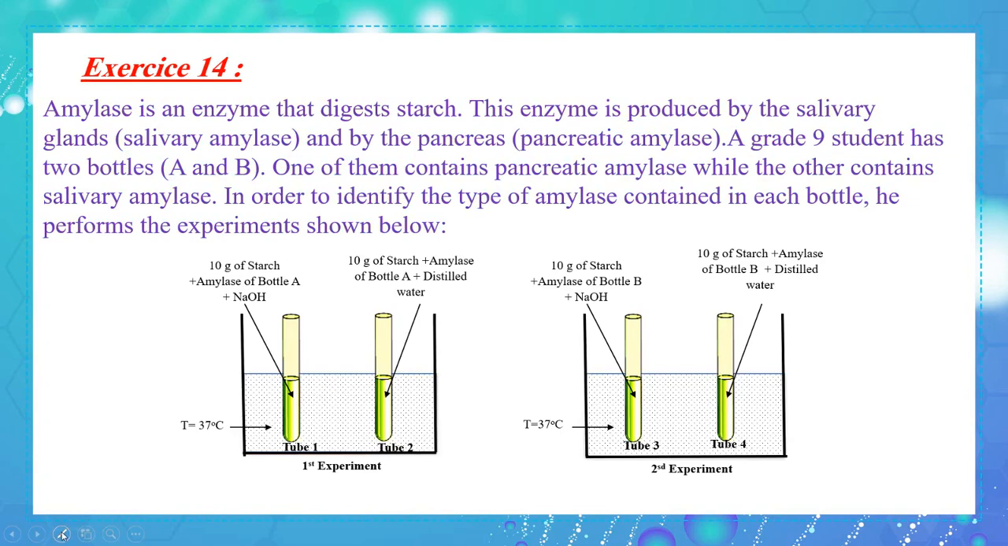There are two experiments, experiment 1 and experiment 2. In experiment 1, there are two tubes, tube 1 and tube 2. Tube 1 contains 10 grams of starch plus amylase of bottle A and NaOH solution. Tube 2 contains 10 grams of starch plus amylase of bottle A and distilled water. However, tube 3 contains 10 grams of starch with amylase of bottle B and NaOH solution, and tube 4 contains 10 grams of starch plus amylase of bottle B and distilled water.